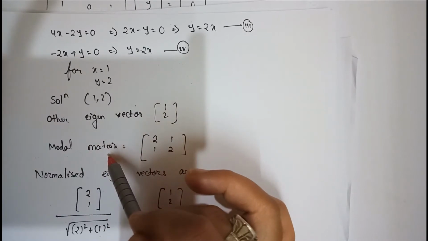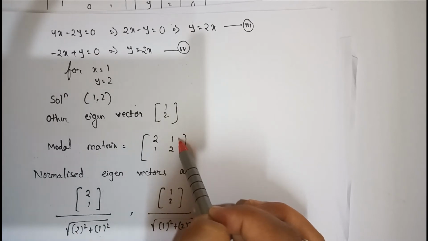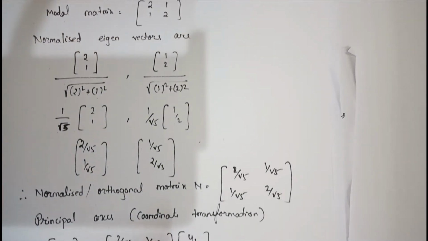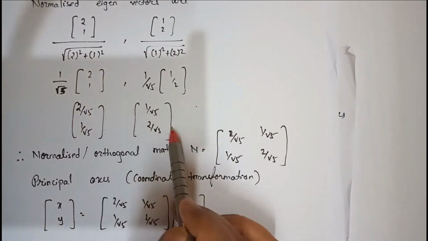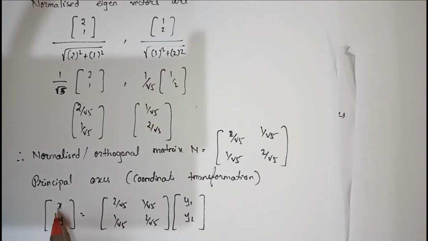And look, this is my model matrix. What do we mean by model matrix? It is just the eigenvectors represented in columns. And what does the orthogonal matrix consist of? The orthogonal matrix consists of normalized eigenvectors. So I just found these two. This is my first eigenvector, 2 and 1, divided by the square root of first element square plus second element square, and like that here also. Now I got the normalized eigenvectors. So what is the orthogonal matrix? I just represented these two in columns. And what is the principal axis? I told you before also, whatever variables are given in the question, that is equal to my orthogonal matrix times the other two variables I can take.